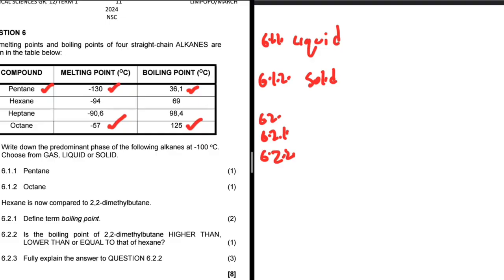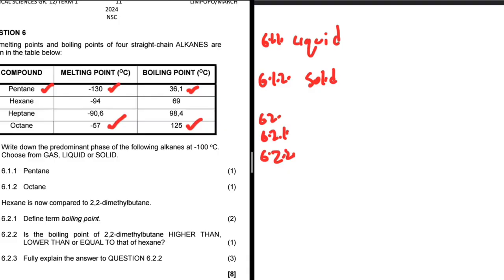And then what is the reason for that? Well, 2,2-dimethylbutane is more branched, right? It's more spherical, so it's going to have a smaller surface area. And in having a smaller surface area, it is going to have weaker intermolecular forces. Less energy is required, so a lower boiling point and melting point, and then a higher vapor pressure.